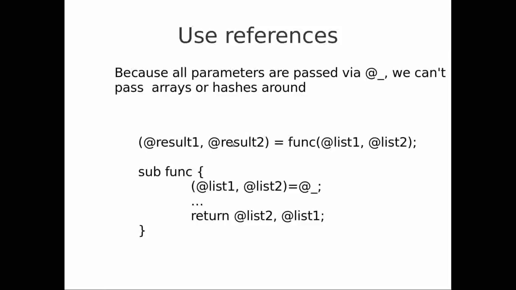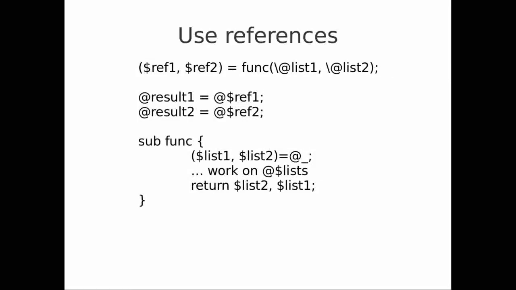So the way around this is to use references. And we looked at references in a previous Perl lecture. The way that we do it is that we say $reference1, $reference2 is equal to, and we pass a reference to the list. So we reference the list by escaping the at sign, and that means don't pass the list itself, pass the reference to the list.